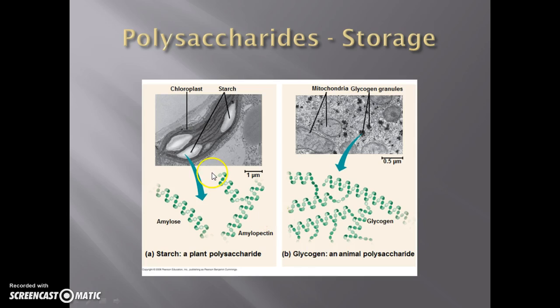In plants, it's typically stored in the chloroplast. We can see starch granules right here. And in animals, it's usually in muscle cells or liver cells. And we see some of that floating around in the cytoplasm right here.